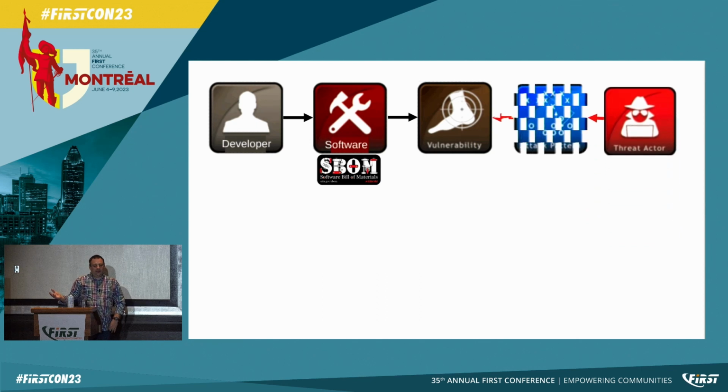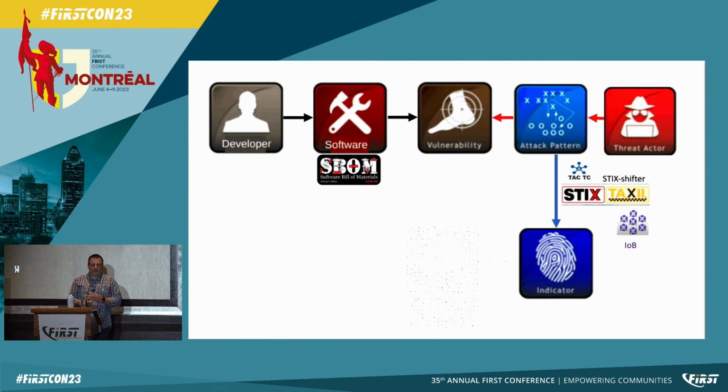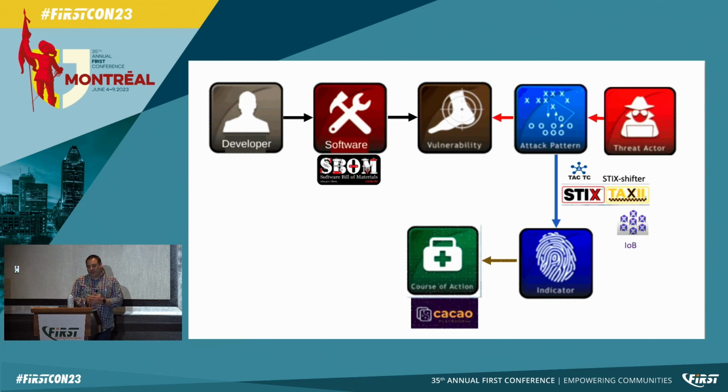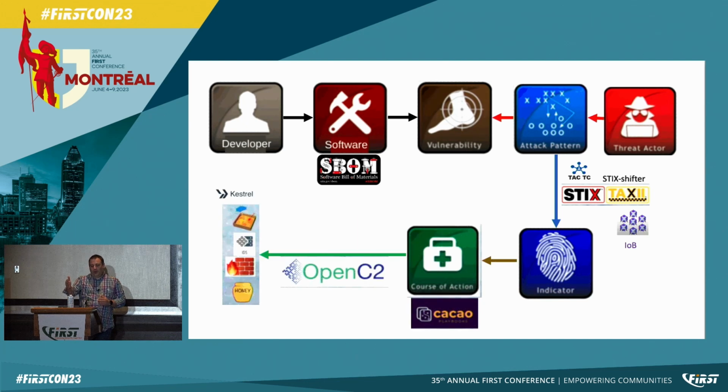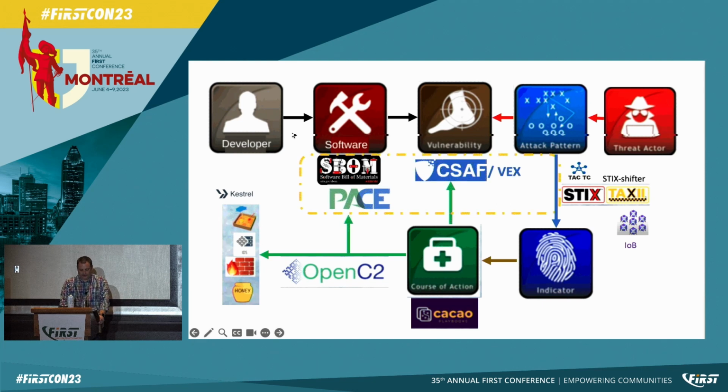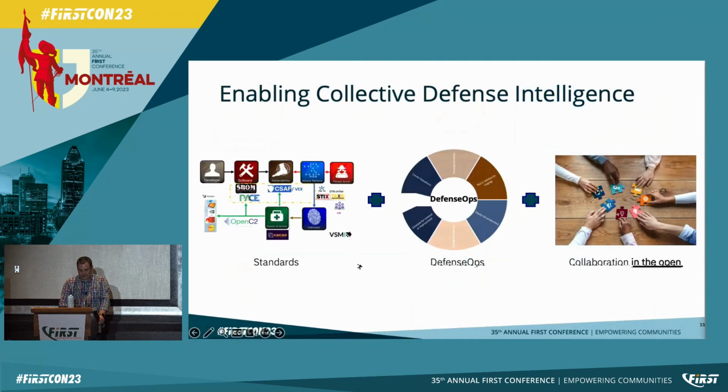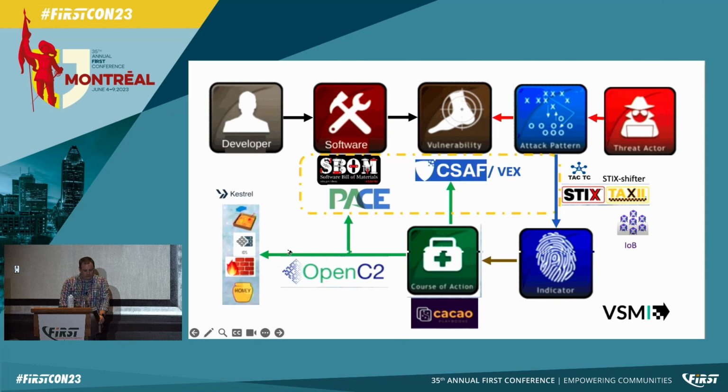So now say a threat actor is coming in with a certain attack pattern that's targeting one of those vulnerabilities. Well, I know from the SBOM that I'm probably vulnerable to it. So I want a threat intelligence community, and let me pause this animation because it tends to loop. Okay.